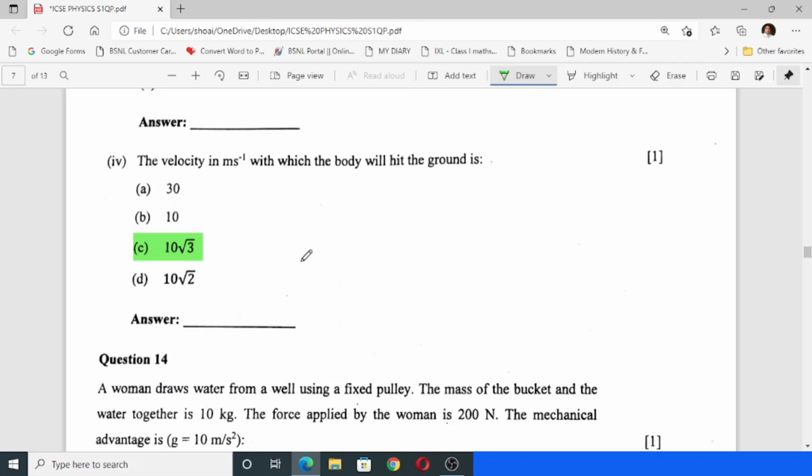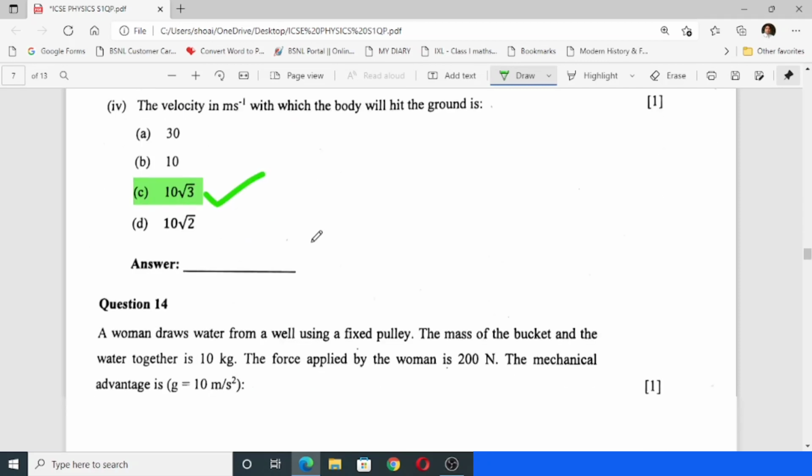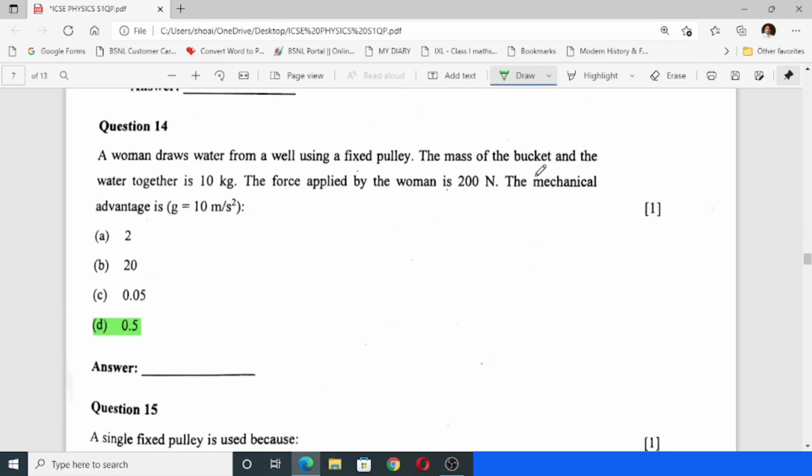Number 4, the velocity in m/s with which the body will hit the ground is C. C is the correct answer for number 4. Question number 14, you can read it. The correct answer for question number 14 is D, 0.5.